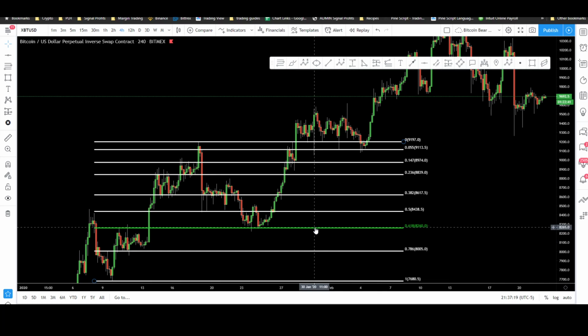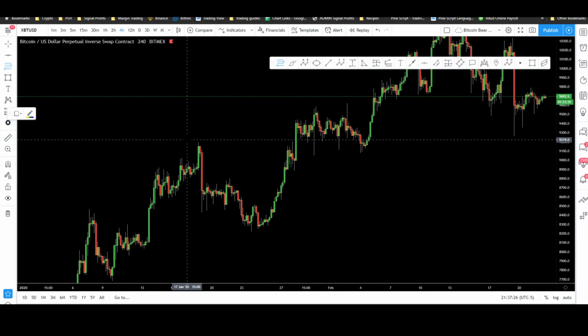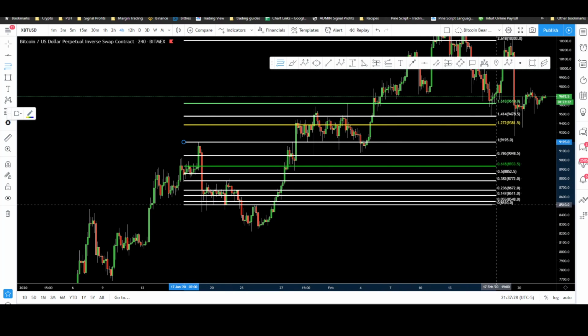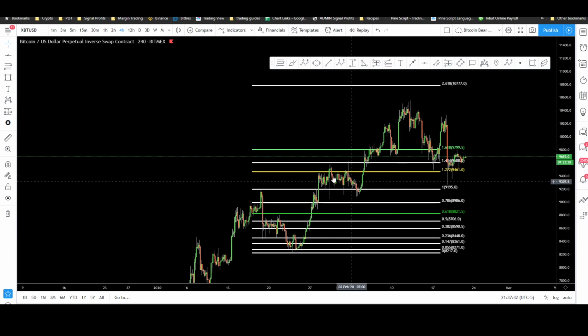Okay, so we set our stop loss below the 786, below this candle here, and then our take profit targets are again our extensions. So where are our extensions? Well, let's do this again. Okay, so come down, we got the bounce back. So our targets are the 1272 and the 1.618.